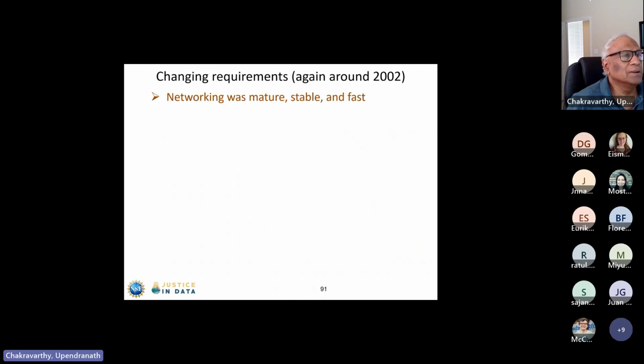Again, there were some changes. Every several years, you'll see a lot of changes in networking, hardware, software, and everything. Around 2002, the network was getting mature. Before that, the network was there, but it was not as stable, as reliable, and as fast. Without that, a lot of things could not be done. This also led to the explosion of the internet.